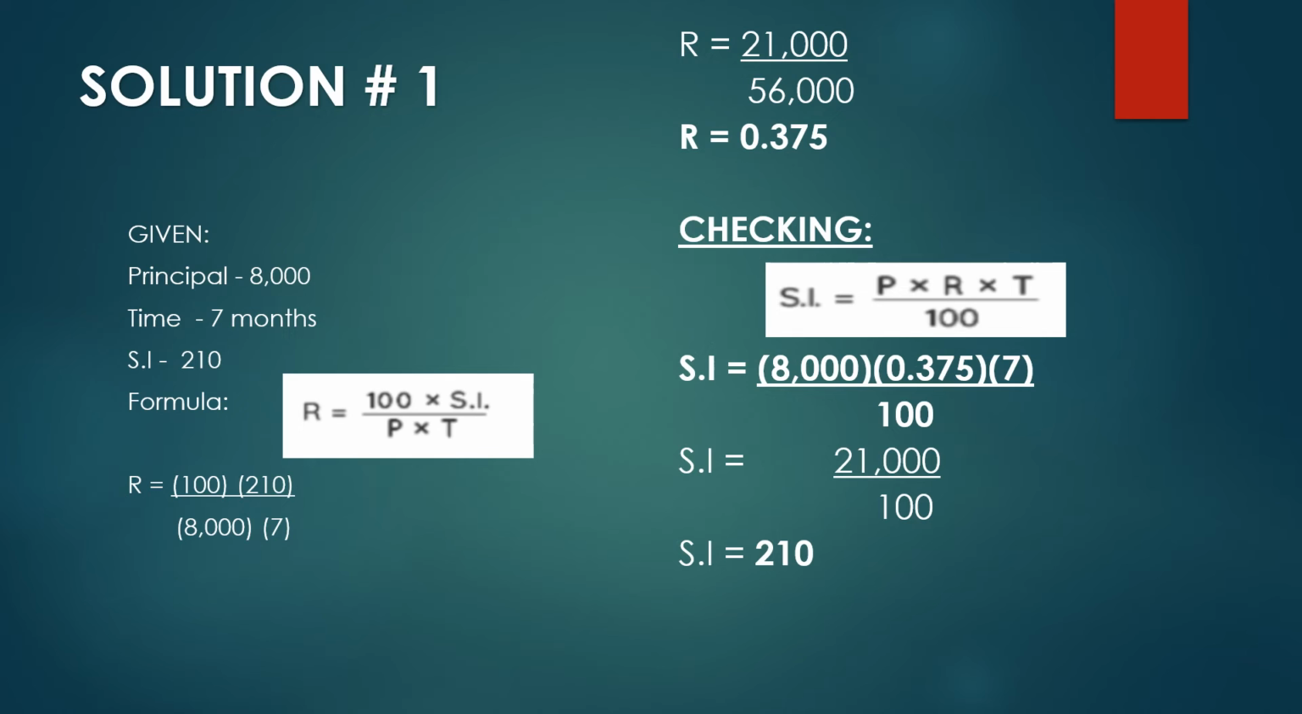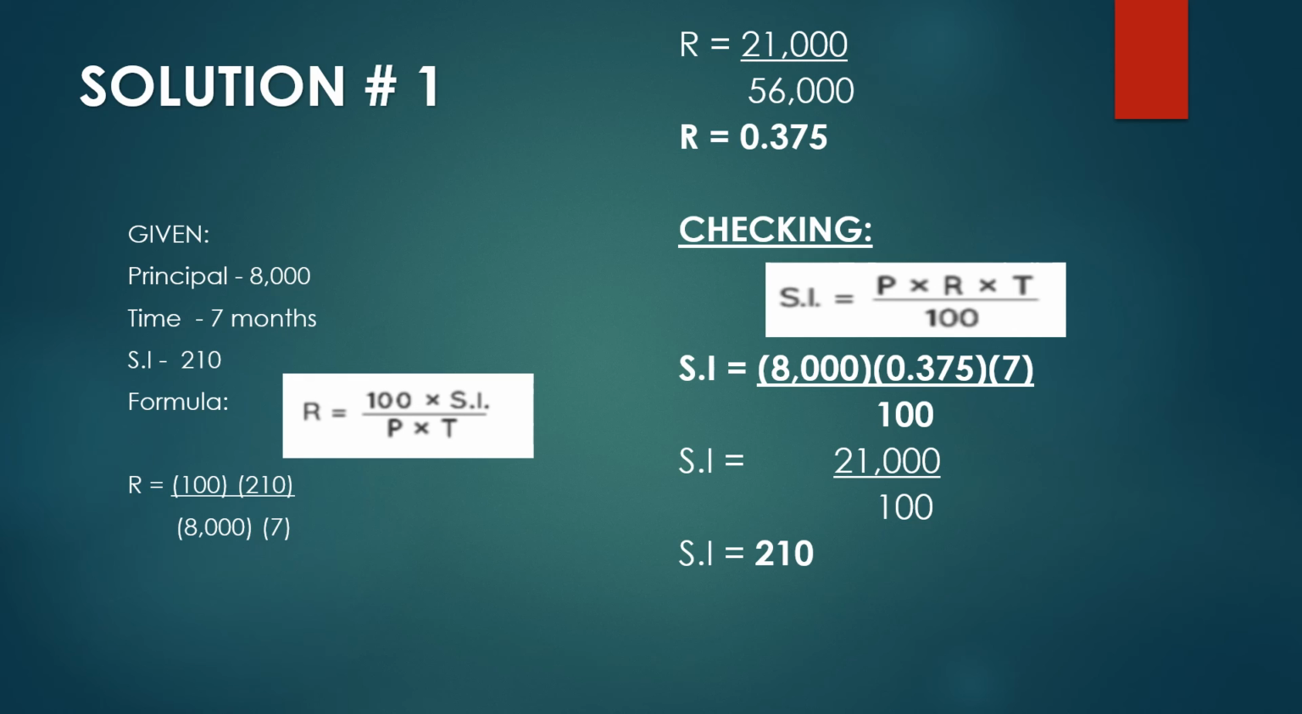So the given are principal 8,000 times 7 months, simple interest 210. Then we need to identify the rate. Okay, so this is the formula needed. Rate is equal to 100 times simple interest over principal times time. So 100 times 210 is 21,000. 8,000 times 7 is 56,000. 21,000 divided by 56,000 is 0.375. So the answer for number 1 is 0.375. That's the rate. Okay.